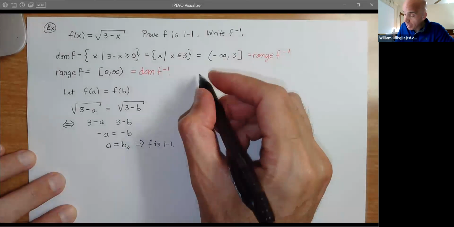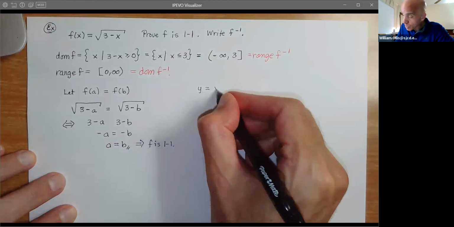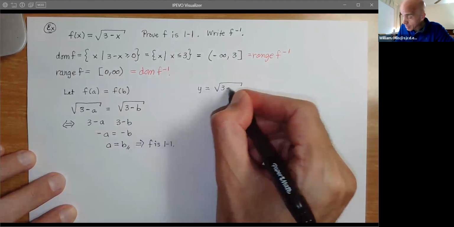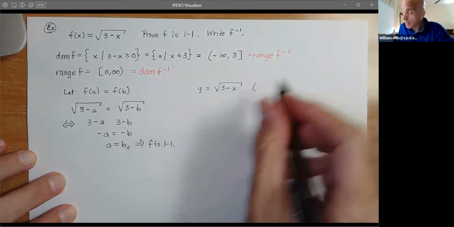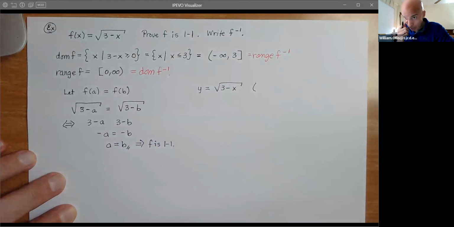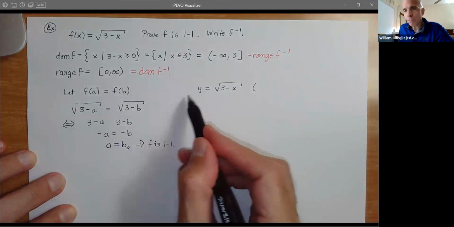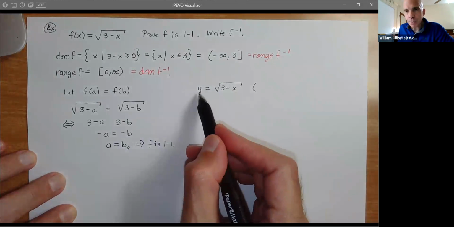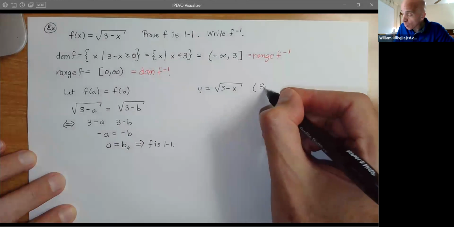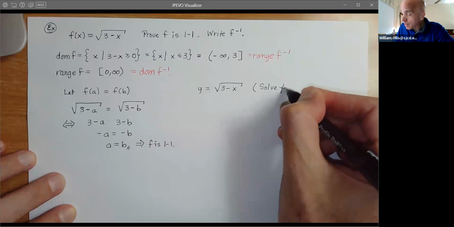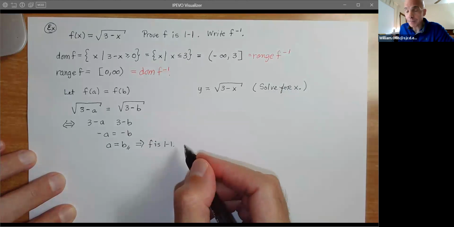So now we have y, we just call f y equals the square root of 3 minus x. So what we want to do is get that formula. This basically says you input an x and output a y. Now we want to flip that around. We want to input a y and output an x. We want the reverse. So like we did before in a problem, we want to solve for x, like I did in a previous lecture.